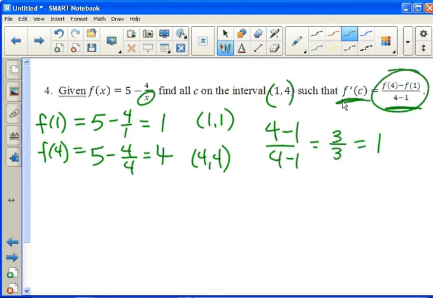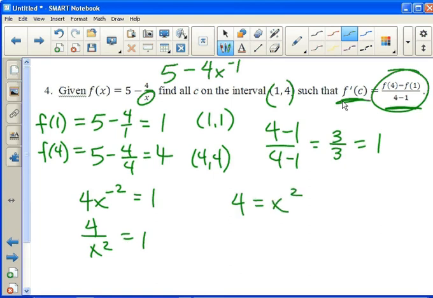Now we need to take the derivative and set it equal to 1. Well, 5 minus 4x to the negative 1 is equivalent. The derivative of that would be positive 4x to the negative 2. So we get 4 over x squared, or 4 equals x squared. I just multiplied x squared by both sides. Then you take the square root of both sides and you get plus or minus 2.